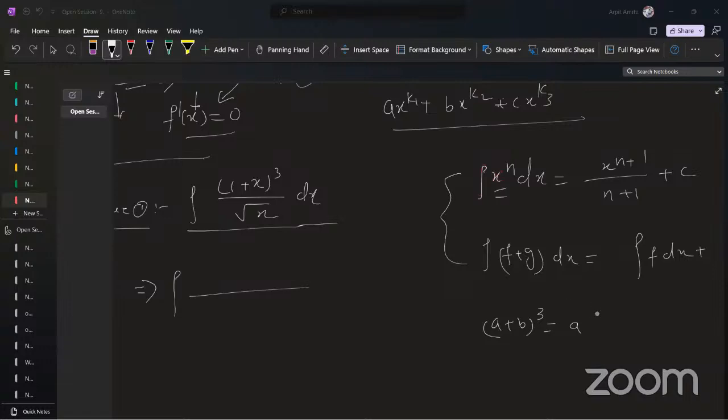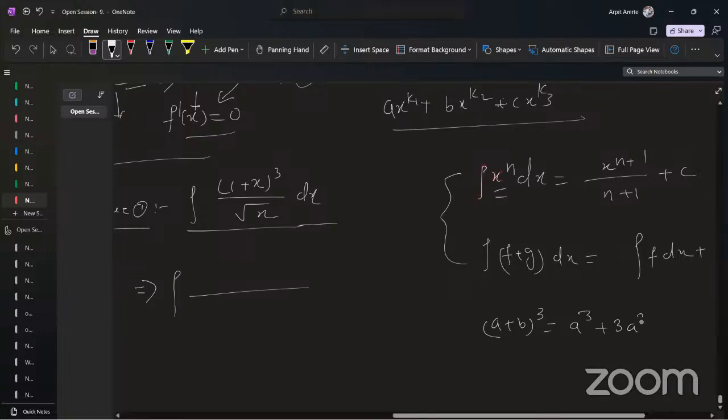Okay, so what's the formula? It is a cube plus 3a square b plus 3ab square plus b cube, right? So here in this case, what I have, a is equal to 1 and b is equal to what? x. So what will we have here?